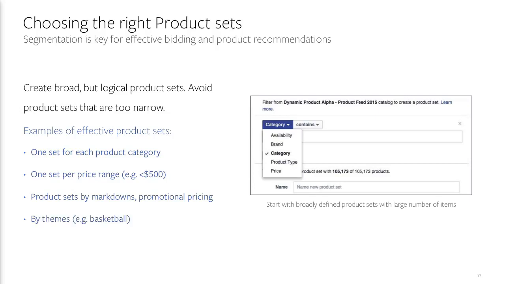You can even organize your product sets by themes. For example, all items that contain the word basketball, or all products that are related to sports equipment.